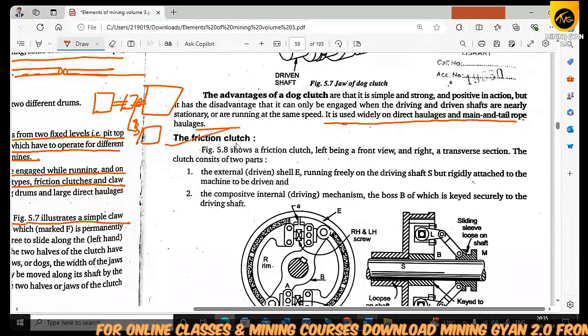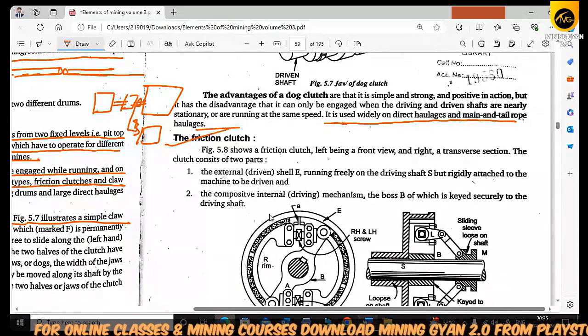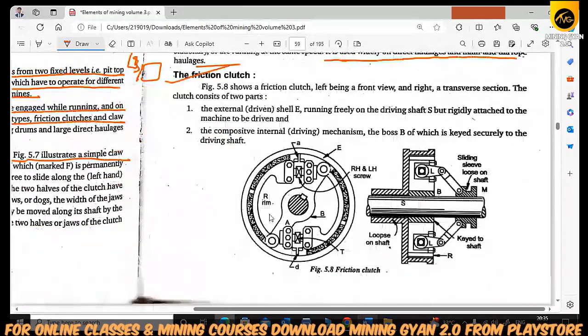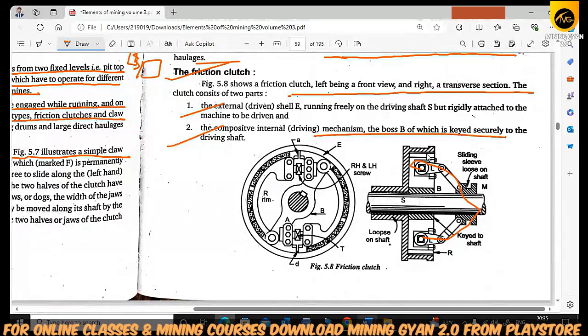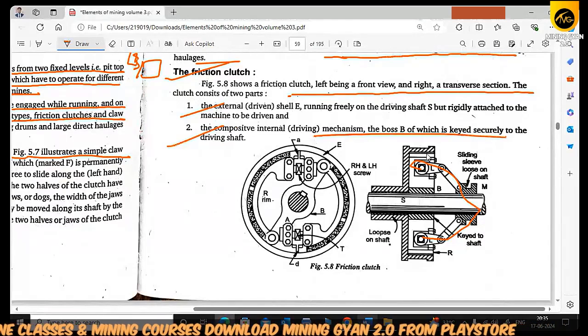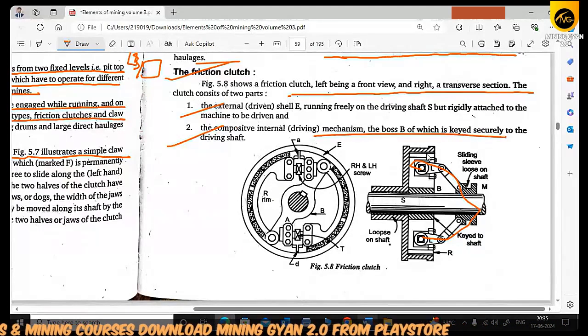Okay, the friction clutch, where everything is joined by mechanical means of the shaft. You see the friction clutch at the left in front view and at the right in transverse view. It consists of two parts: the external drive part, and the compressive internal drive mechanism. I will let you know all the things in presentation form.